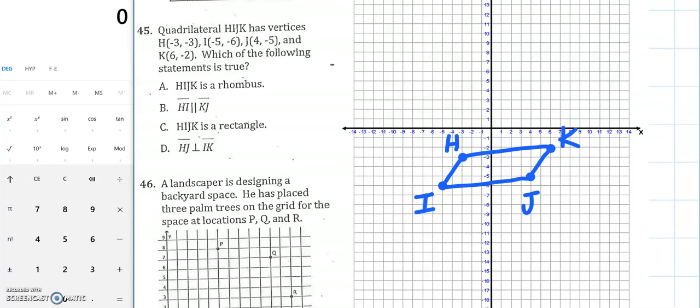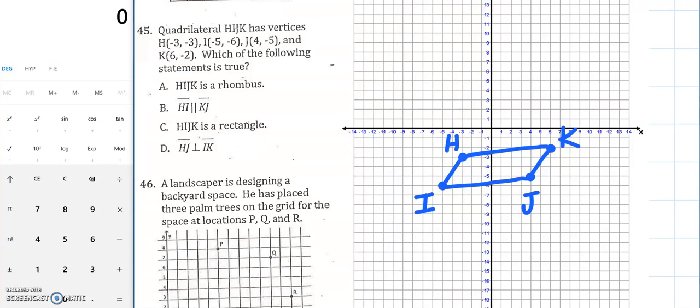So in number 45, they talk about a quadrilateral. So right away you want to make sure that you graph it because they give you this quadrilateral on the coordinate plane. They ask us to figure out which of the following statements is true. Now, from our choices, we have the option of choosing that this is either a rhombus or a rectangle. Now, you need to think about, well, what are the properties of a rhombus? And then what are the properties of a rectangle?